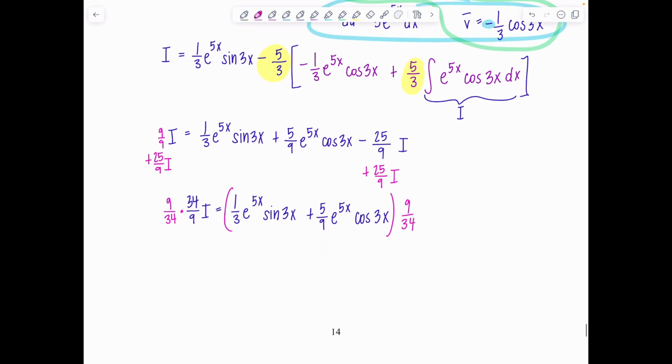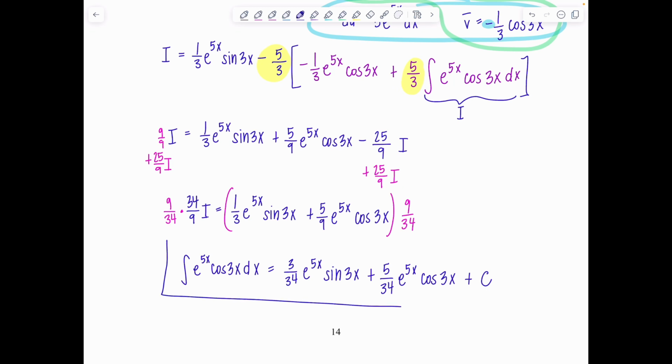9/34. And you're basically done. You could write I equals, if you just want to go back to the original, that's also nice. I didn't care. They did both. So now when I distribute 9/34, this 3 will cancel, right? So I have 3/34 e to the 5x sine 3x plus 5/34 e to the 5x cosine 3x, and then you just got to remember to add plus c.